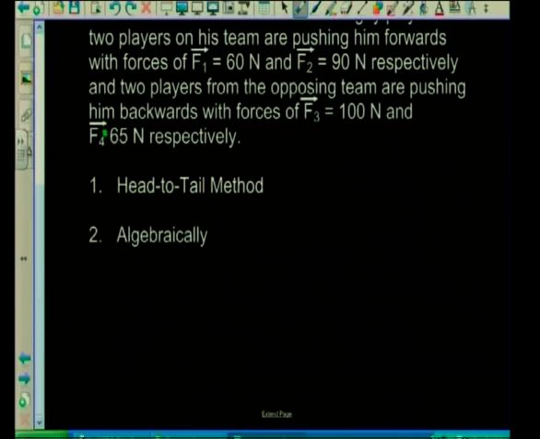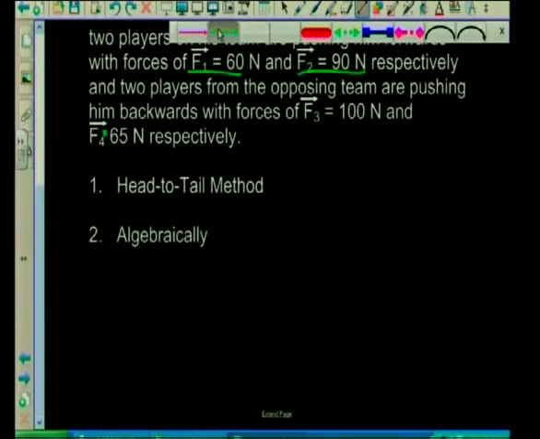Head to tail. Head to tail means a diagram. Secondly, algebraically with an equation. So, head to tail is nice and easy. We've got F1, F2. I'm going to draw those in green arrows. We would draw this accurately. You would use a ruler, you would use a proper scale, you would make sure your scale works.